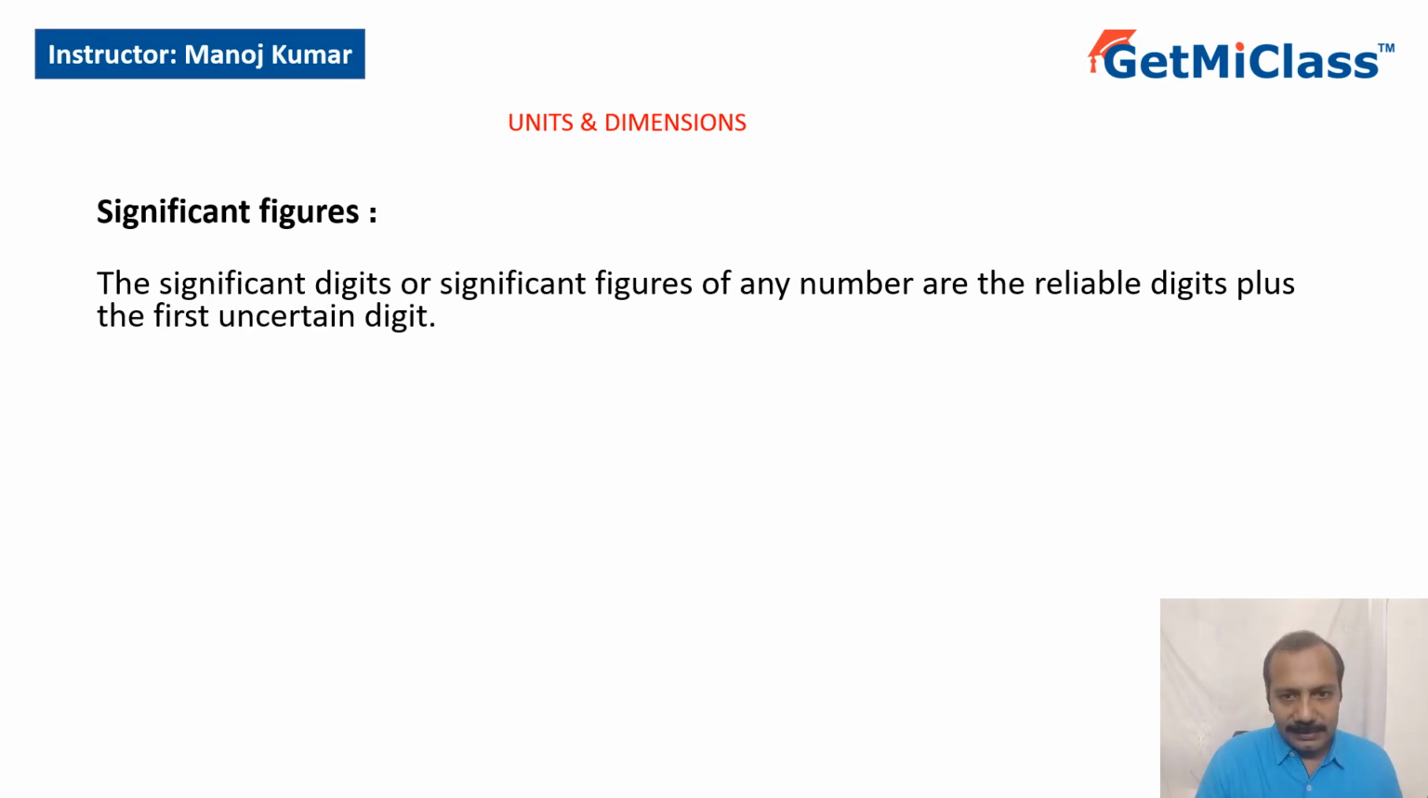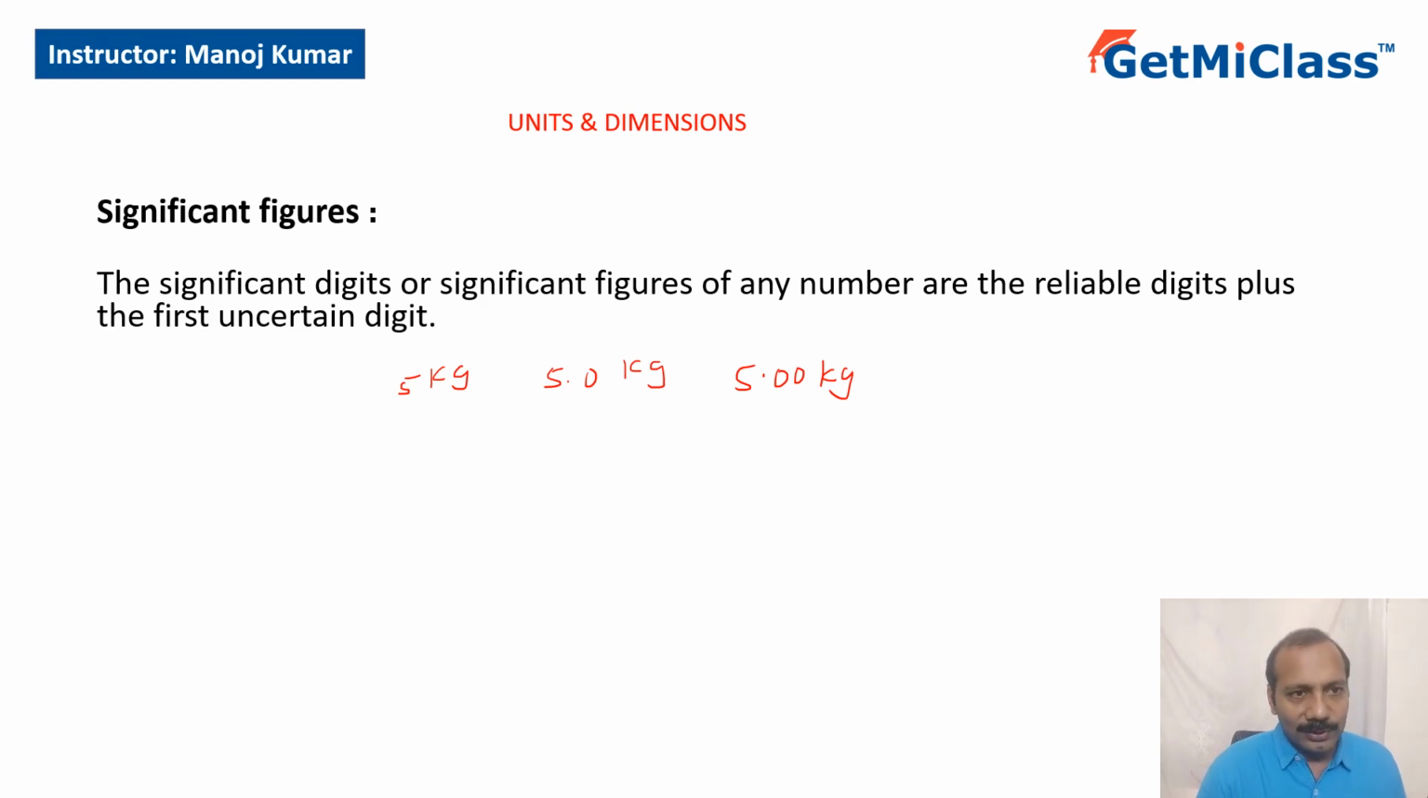Hello everyone. In this video, we are going to learn about significant figures. So before getting into significant figures, let's look at a small example. Let's say we have some masses given: one is 5 kilograms, another is 5.0 kilograms, and the other one is 5.00 kilograms. Now, is there any difference in the values?